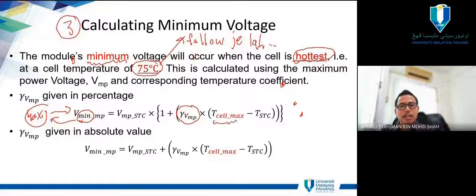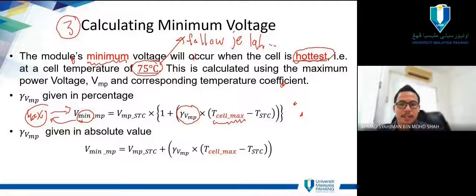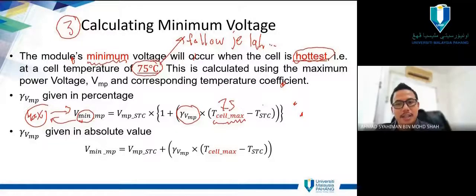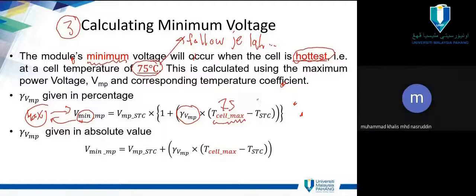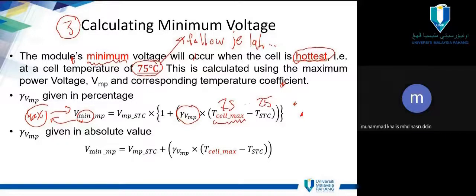Here T cell max. Okay, T cell max berapa? Siapa kau tanya? Aku tak nampak. Khalis. Ya, so T cell max berapa dekat sini? 75. Berapa? Ulang balik. 75. Yes, correct. 75. TSTC 25. Pandai. Ya, tak tidur lah, bagus. Fokus.